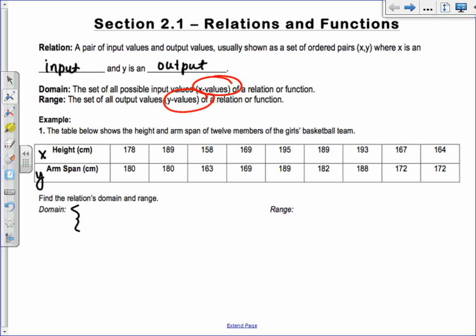It's fine. Okay, so I'm going to have 178, 189, 158, 169, 195, and then I have 189 again. So see, I already had it once, so I'm not going to list it twice. So I'm just going to leave that one off, and then 193, 167, 164, and that's the end of the domain. So it's all of the x values that we have.